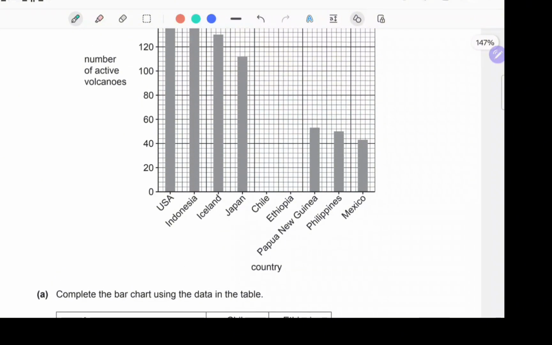From this center to this center, I'll make a line from here to 104. 104 is this one, I think.